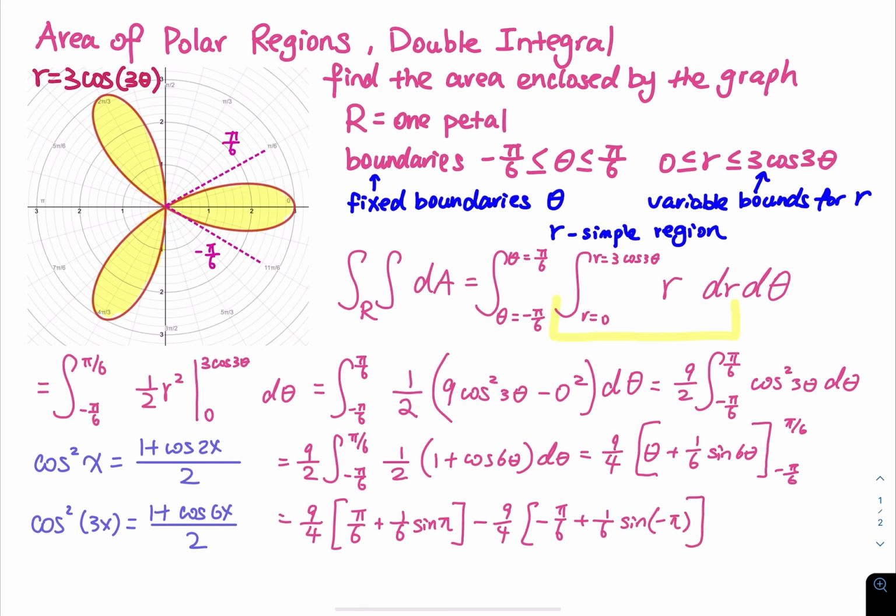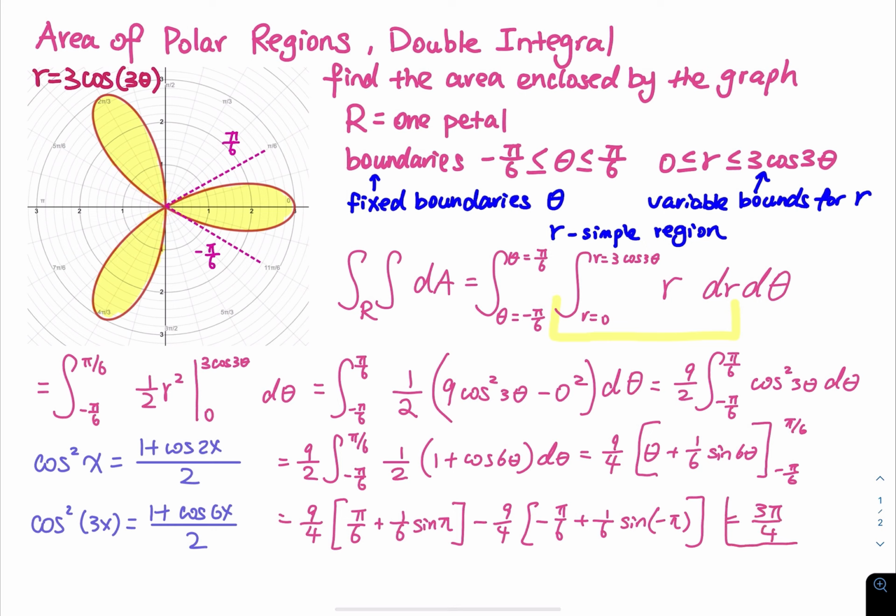Sine of positive pi and negative pi is equal to what? Sine of pi is 180 degrees, which is on the x-axis, so y is equal to 0. So basically sine pi and sine negative pi are both 0. So we have 9 pi over 24, and then plus 9 pi over 24. So the answer is equal to 3 pi over 4.